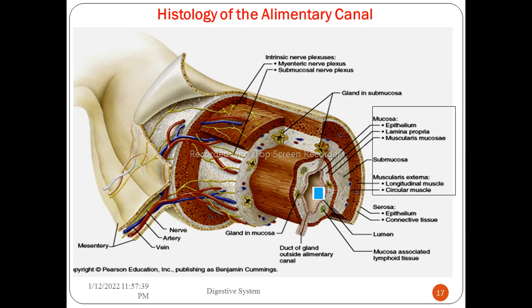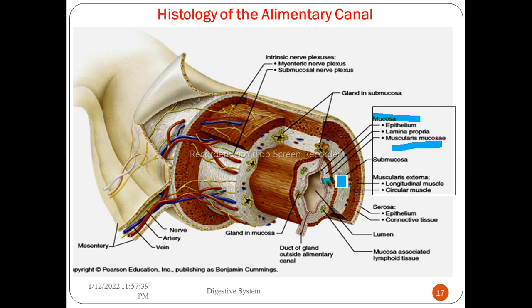Then we will continue with the mucosa. From this line up to this line is known as mucosa. This part, from this up to this part, is known as mucosa. The mucosa is divided into three. The first is epithelium, the second is lamina propria, the third is muscularis mucosa, not muscularis externa but muscularis mucosa. So from inside to outside: epithelium, lamina propria, and muscularis mucosa.